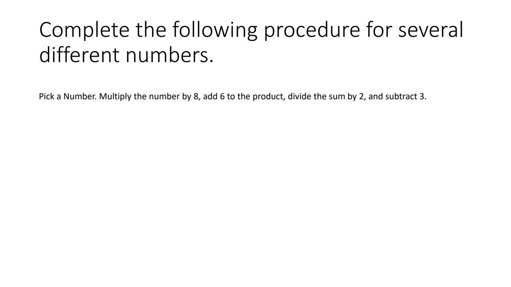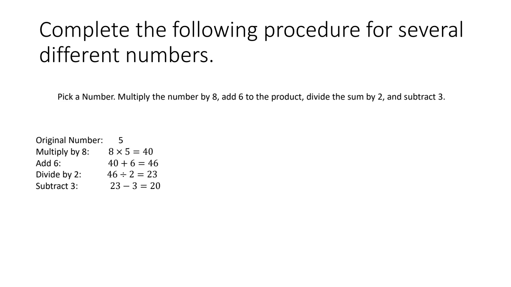You pick a number, it could be any number, it doesn't matter which one. Multiply the number by 8. Once you get a result, then you add 6 to the product. The product is the result that you got by multiplying. Then divide by 2, and at the end, subtract 3. And following this procedure, I'm supposed to guess what's going to be the answer.